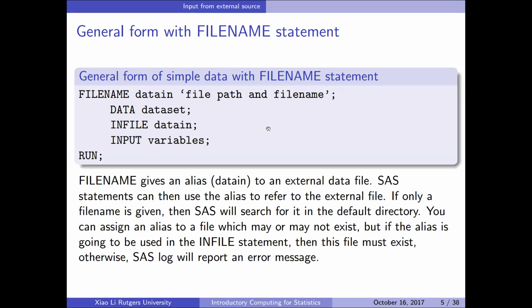So we begin with the file name statement. The file name statement gives a link to an external data file. Such a statement can then use the alias to refer to the external file. If only the file name is given, then SAS will search for it in the default directory. If you are going to read a file not in the default directory, you have to write the full path of it.